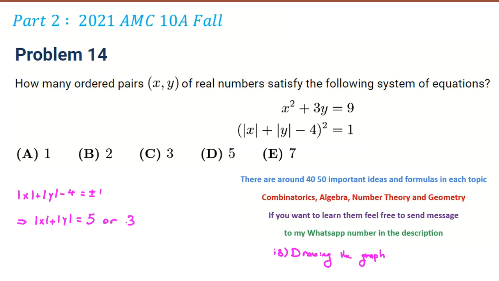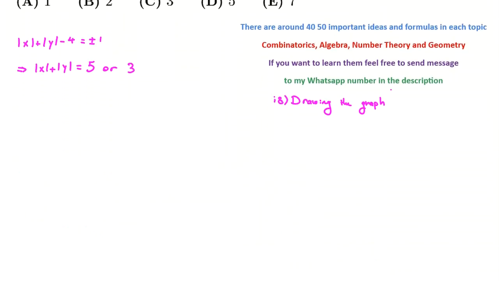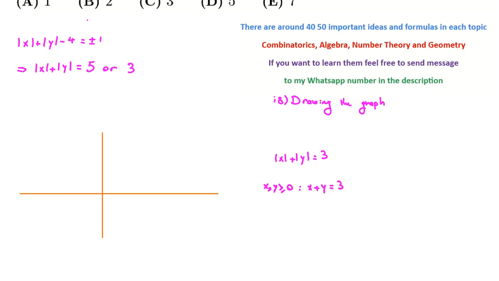Now here, I want to draw the graph for 3, for example. At first, I want to draw absolute value of x plus absolute value of y equals 3. Because if we have absolute value of x and y, let's first consider this quadrant. If x and y are at least 0, then x plus y equals 3. So it will be a line with a slope negative 1. X-intercept, y-intercept will be what? Will be 3. So this part 3, this part 3.